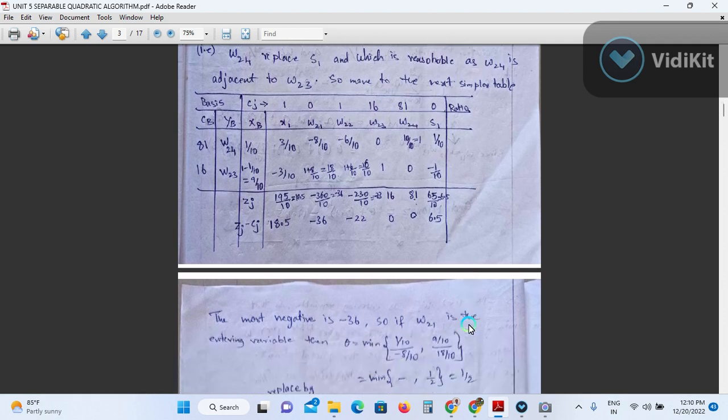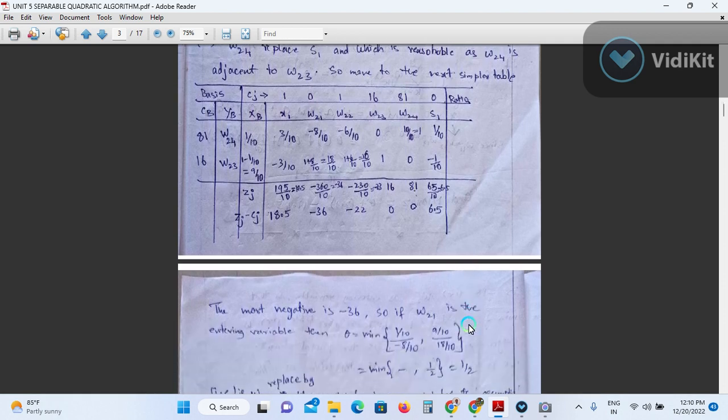The next step is, as usual, again I have to check whether a negative value appears or not. Yes, negative values appear. Therefore we have to proceed further. So what is the next one? I have to choose the most negative value. So here, among these Zj minus Cj, the most negative is minus 36.